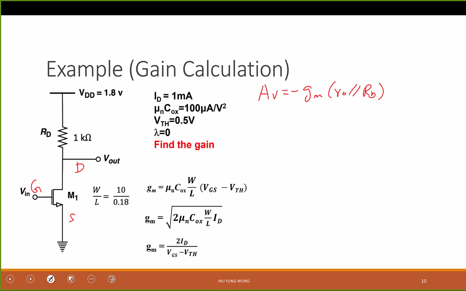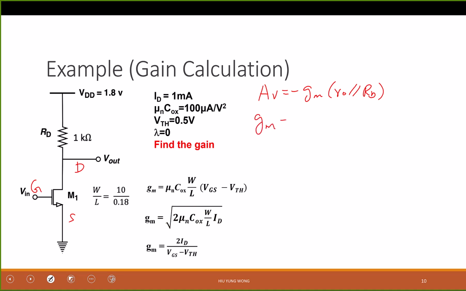What is gm? Now we need to find an equation to get the gm. From here, which equation should I use? Then you look at what is given to you. Should I use this one? I have mu Cox, I have W on L, but do I have VGS? Is VGS given? No. On the other hand, ID is given, right? So I'm going to use this equation, right?